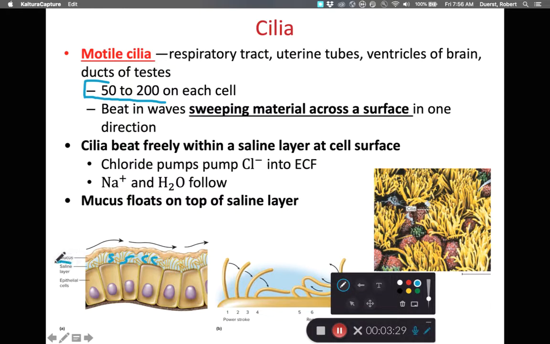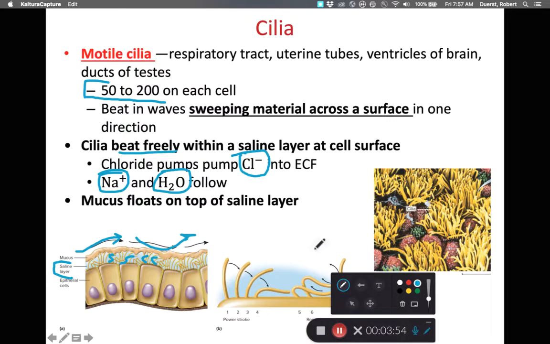and as these cilia beat with waves, there typically is going to be a layer of saline water, and then they can move a substance like mucus over the surface of that saline water. And the cilia beat freely. In order to maintain that saline layer, there's going to be chloride pumps constantly pumping negative 1 chloride ions into the extracellular fluid, and then sodium ions and water molecules follow.